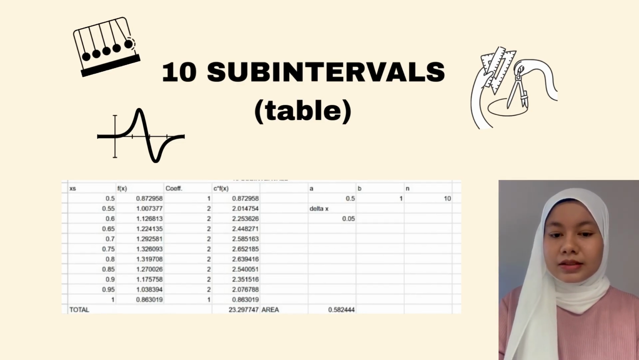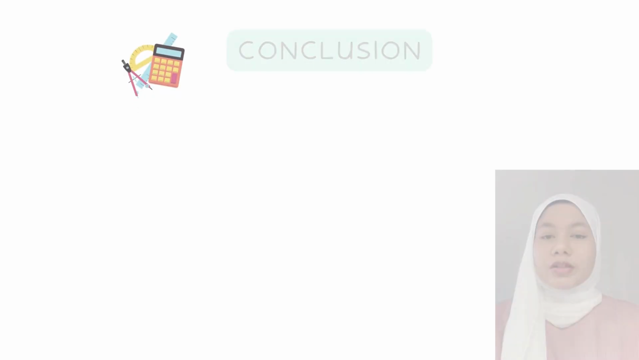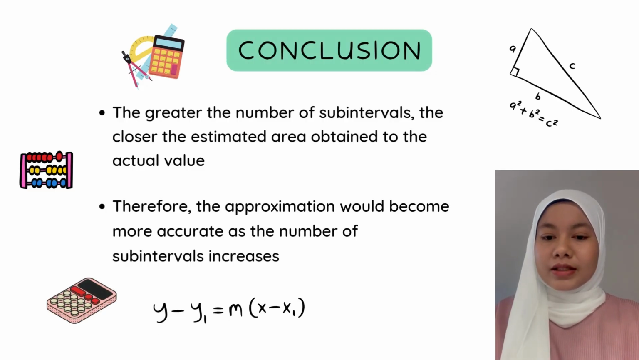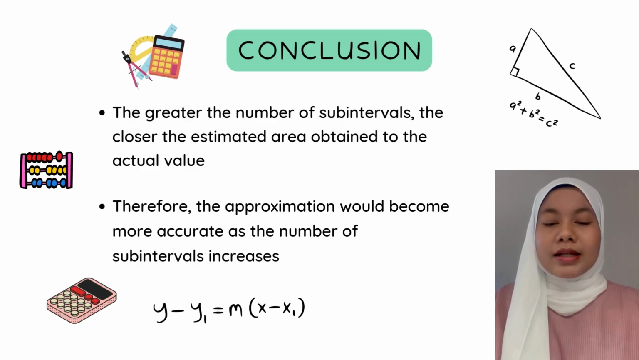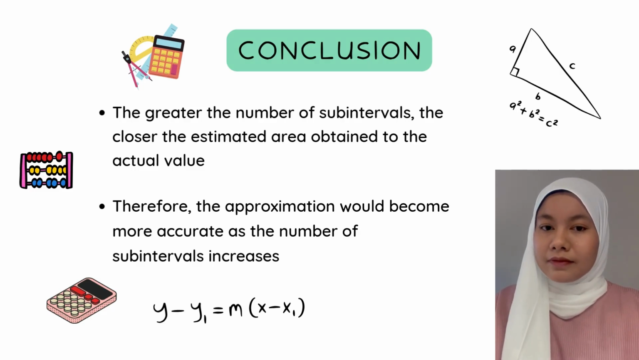This is the table for 10 subintervals, and we use the same method as we used for 6 subintervals. From this table, we can say that 10 subintervals is more accurate than 6 subintervals. The conclusion is, the greater the number of subintervals, the closer the estimated area obtained is to the actual value. Therefore, the approximation will become more accurate as the number of subintervals increases.